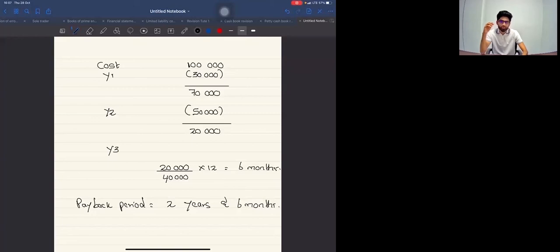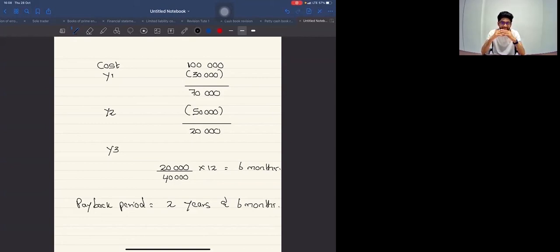Now, if I ask you a question, when it comes to payback period, 2 years and 6 months is better or 2 years is better? Definitely you will tell me 2 years is better. Faster you can recover your investment, definitely better for the business. So your payback period should be as quick as possible. Then based on payback period, that is the best project that you can take up.